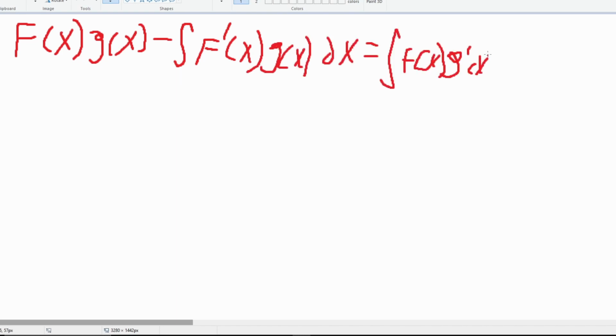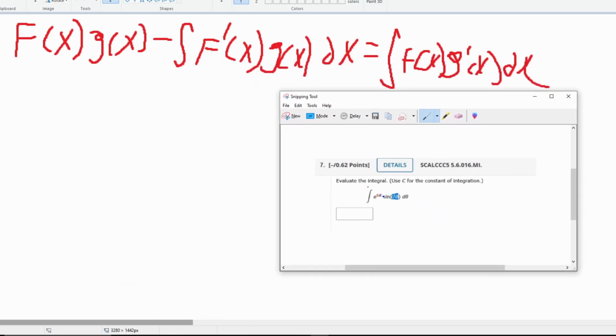All this is saying is that our original integral, which is what we're working with, is equal to f of x g of x minus the integral of f prime of x g of x, and I'll explain what that means. So when we're looking at this problem, we have to choose what we want to be the derivative, because it will be easier to integrate that way.